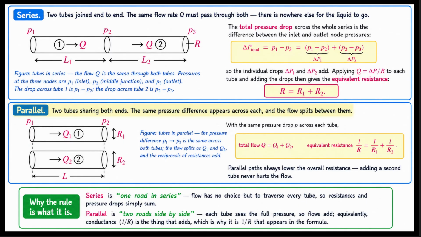When two tubes share both ends, they are in parallel, and the same pressure difference appears across each. The total flow splits between them, so Q equals Q1 plus Q2, and the equivalent liquid resistance satisfies 1 over R equals 1 over R1 plus 1 over R2. Parallel paths always lower the overall resistance, because adding a second tube never hurts the flow.